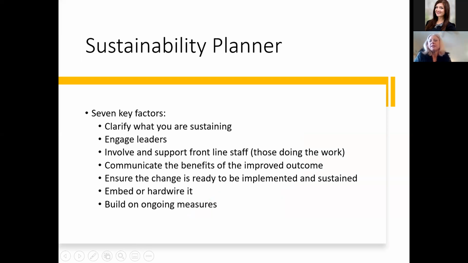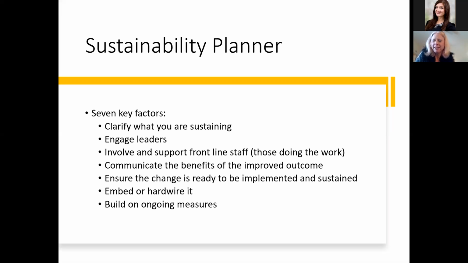So this almost could be a sustainability planner recap of some of what we are going to talk about in the future slides up ahead. But just remember this. This might be the one slide that you want to pull out separately. There are 7 key factors to consider here.